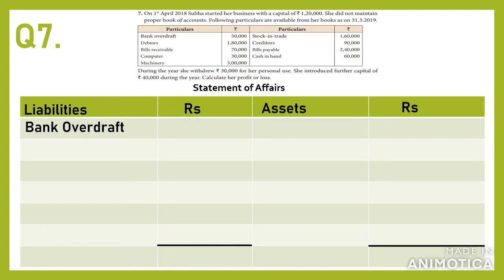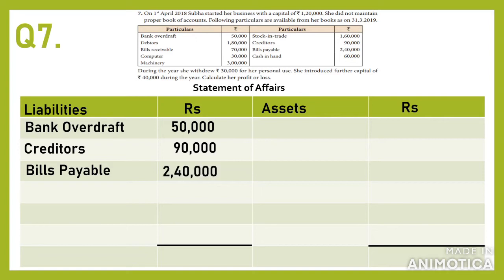We start with the bank overdraft in this case, which is going to be 50,000. And then on the liability side, we have creditors, which is 90,000. Further, we have bills payable. Always remember, bills payable is a liability, which is 2.4 lakhs. And then capital is the other item on the liabilities. We don't have the figure right now, so you just keep it as a balancing figure.